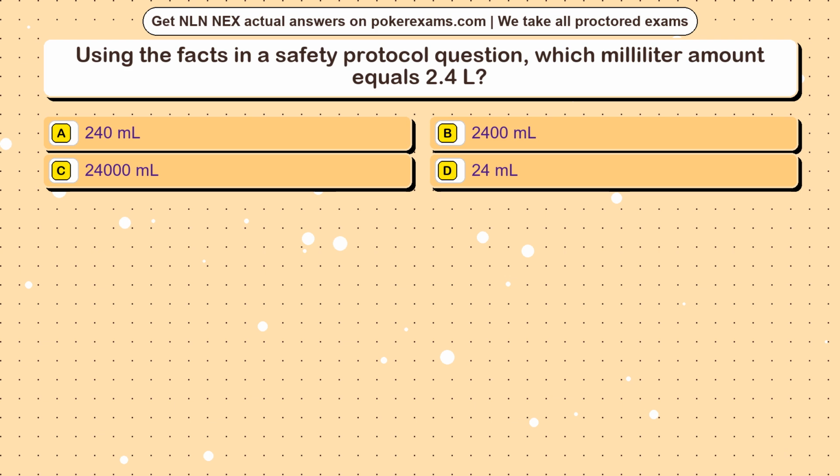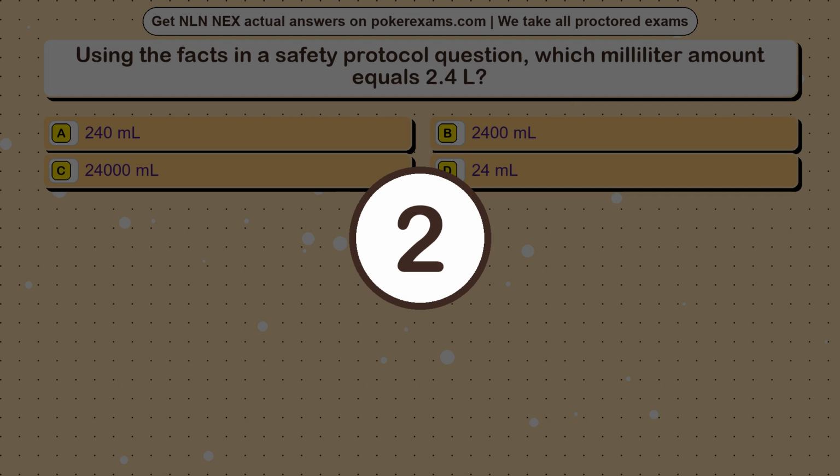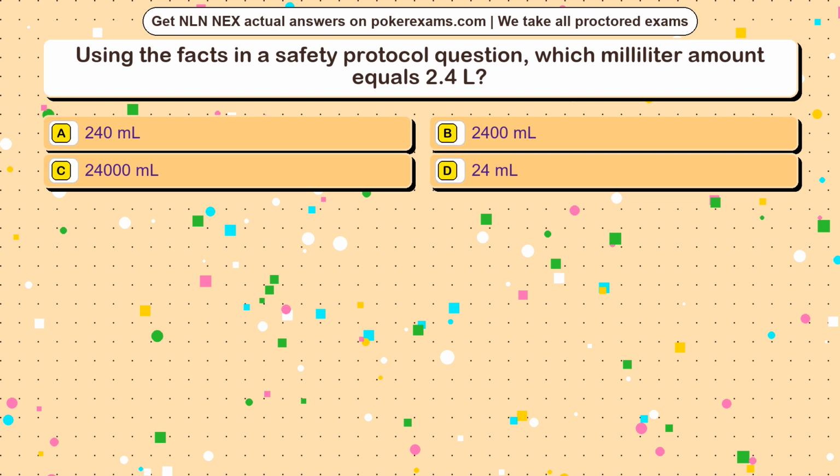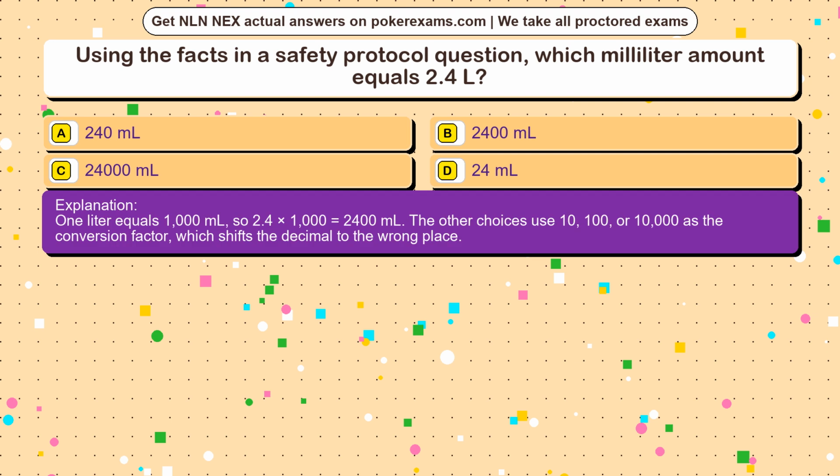Question 16. Using the facts in a safety protocol question, which milliliter amount equals 2.4 L? Option A, 240 ml. Option B, 2,400 ml. Option C, 24,000 ml. Option D, 24 ml. The correct answer is option. 1 liter equals 1,000 ml, so 2.4 times 1,000 equals 2,400 ml. The other choices use 10, 100, or 10,000 as the conversion factor, which shifts the decimal to the wrong place.